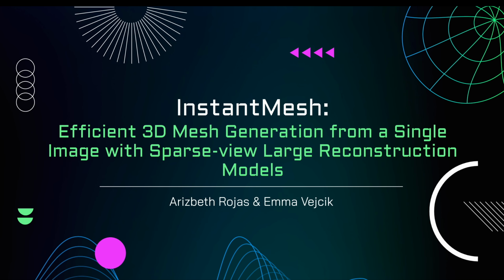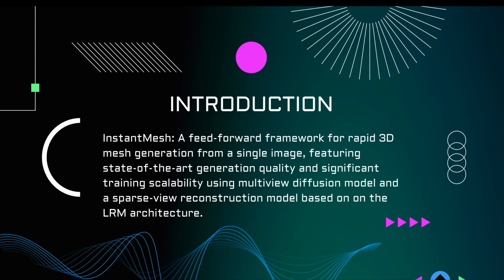We will be presenting InstantMesh, efficient 3D mesh generation from a single image with sparse view large reconstruction models. InstantMesh is a feed-forward framework for rapid 3D mesh generation from a single image, featuring state-of-the-art generation quality and significant training scalability using a multi-view diffusion model and a sparse view reconstruction model based on the LRM architecture.